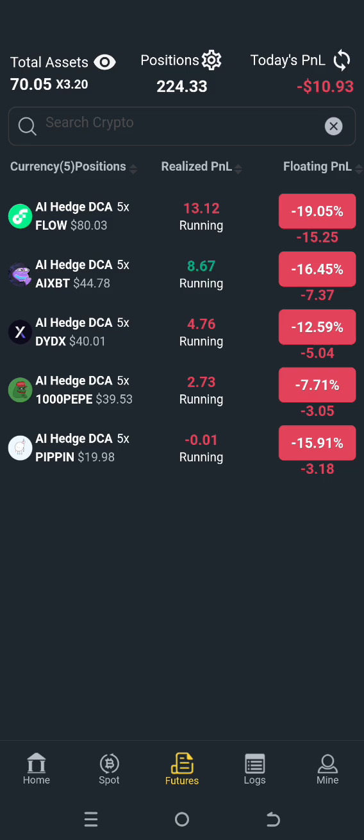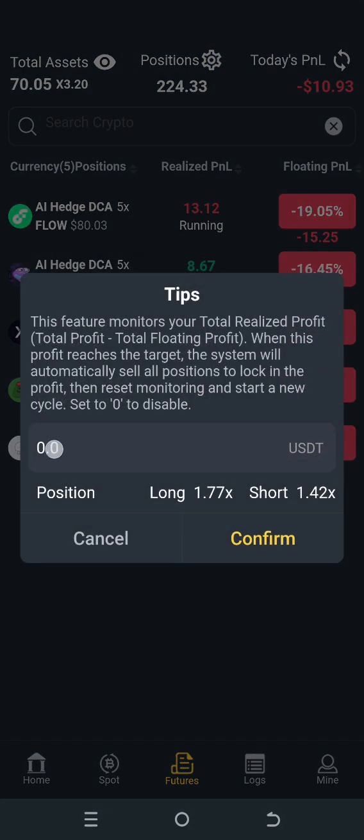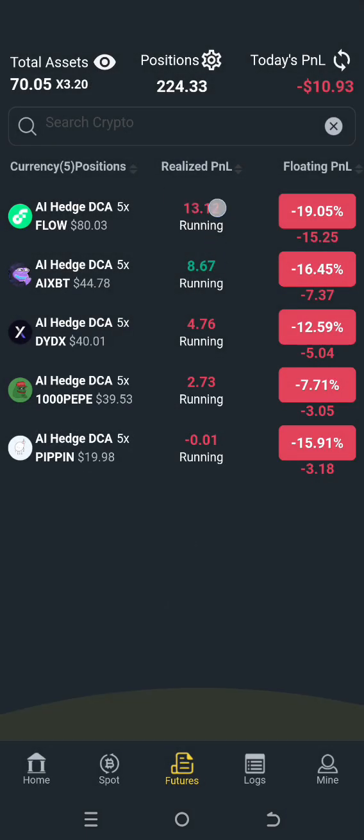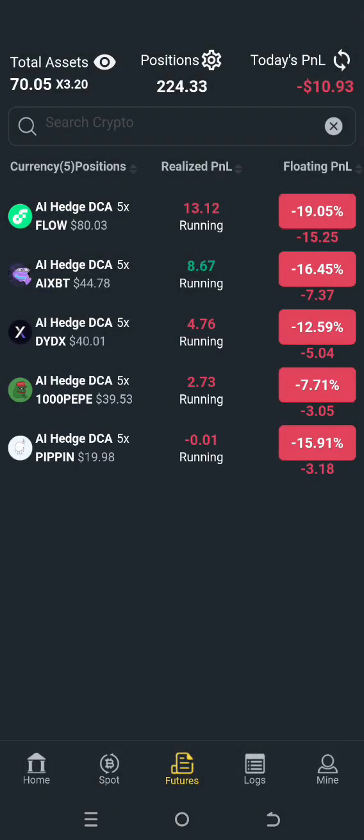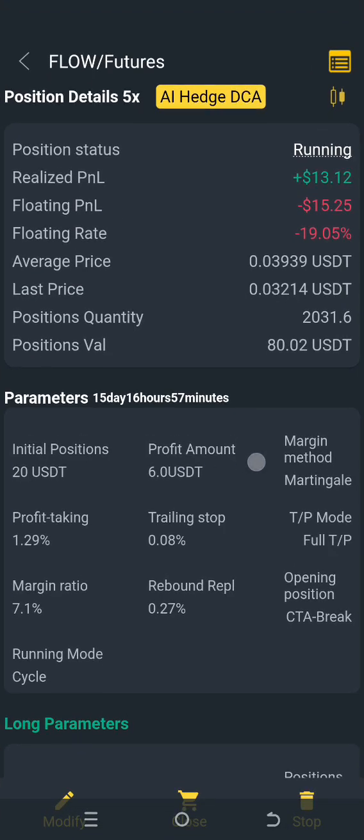Now there is this other setting in position setting here. So if you tap here, you're going to see that mine here is on 0. If I had set here at $6, then it means that all these coins here you're seeing would have sold all, and I remain only with $6. So that is why I don't encourage you guys to set this position amount here. Don't set it, leave it at 0, but consider setting each coin with its profit amount.